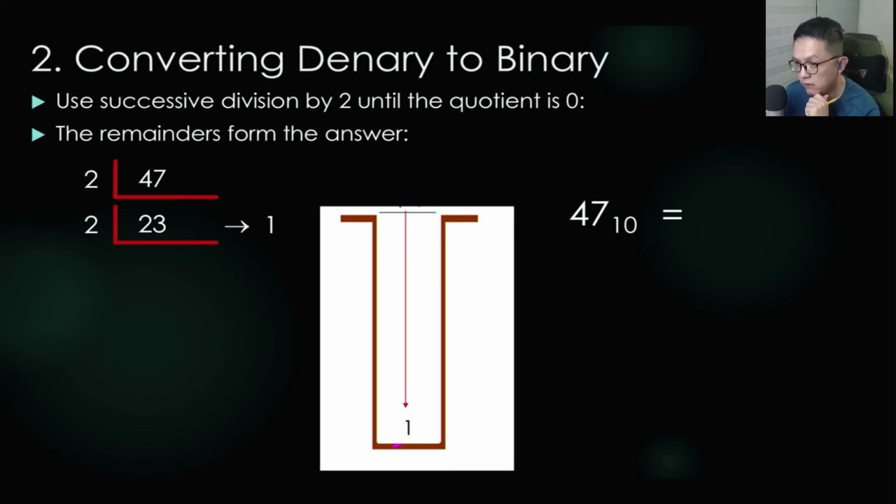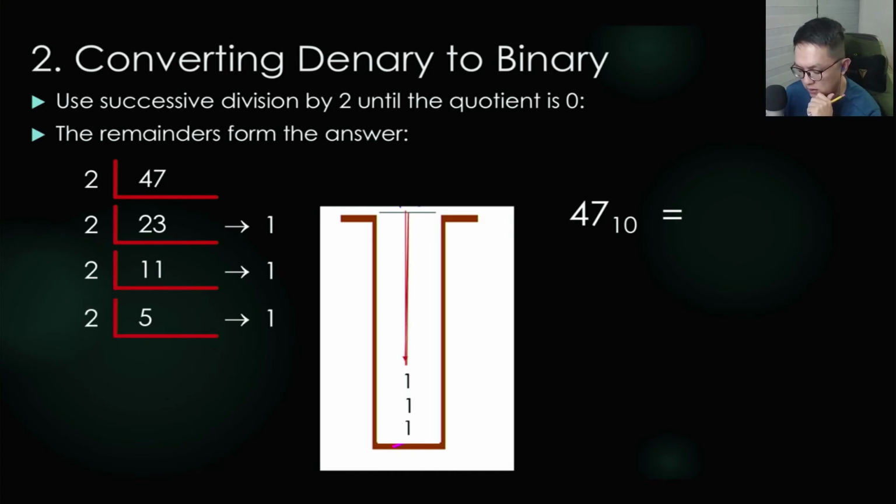Now 23 divided by 2 again, we get remainder 1. So we push in 1 again. Then 11 divided by 2, I get remainder 1 as well. I'm going to push in the 1 again. Then I divide by 2 again.